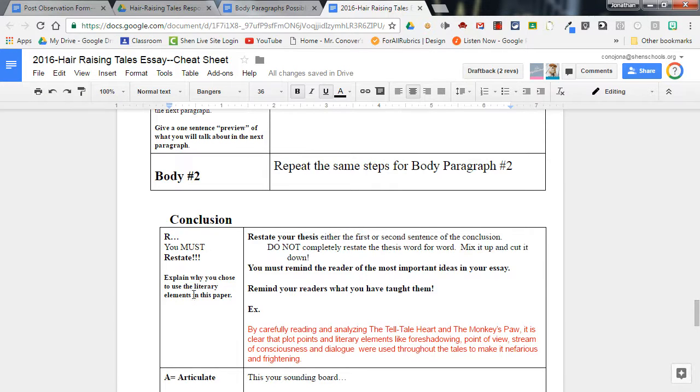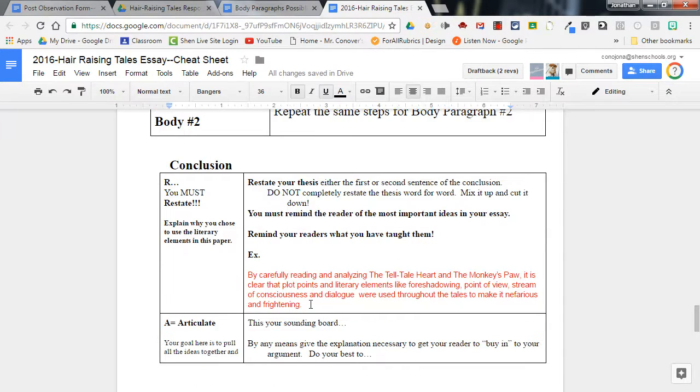R, you must restate. Explain why you chose the literary elements in this paper. Restate your thesis, either in the first or second sentence of the conclusion. That's how we start. We do not completely restate it word for word. We mix it up and cut it down. Remind your reader of the most important idea in the essay, but that's the first sentence. Here's an example: By carefully reading and analyzing The Telltale Heart and The Monkey's Paw, it is clear that the plot points and the literary elements like foreshadowing, point of view, stream of consciousness, and dialogue were used throughout the tales to make them nefarious. A little typo there, I'll fix that up. Them nefarious and frightening.